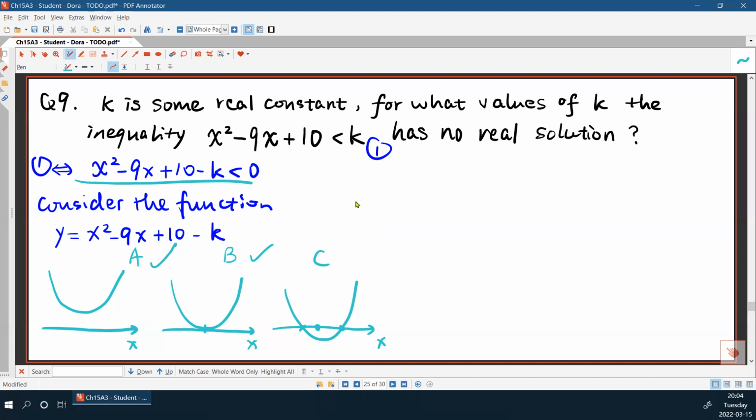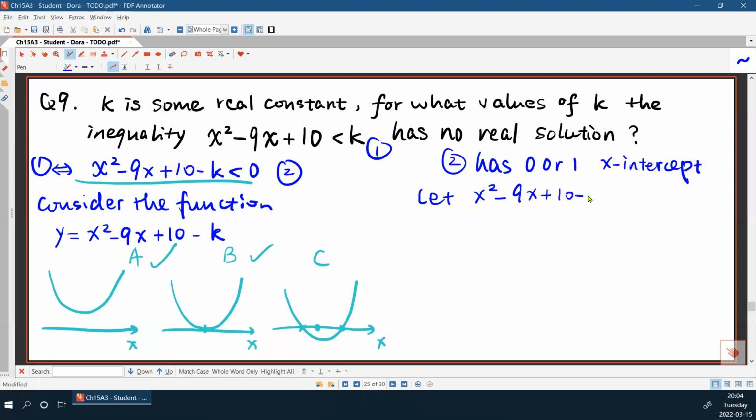Okay, so that means the function has 0 or 1 x-intercept, right? If it has only 0 or 1 x-intercept, that means if we let this function be 0, there is only 1 or 0 solution, right?